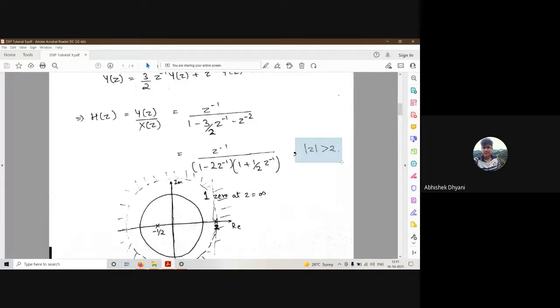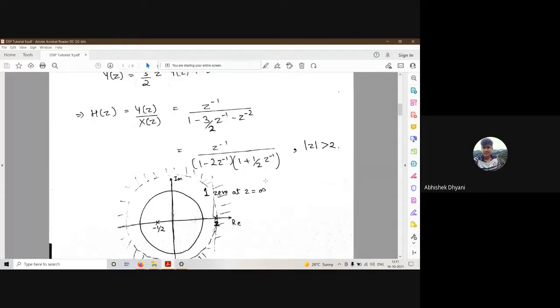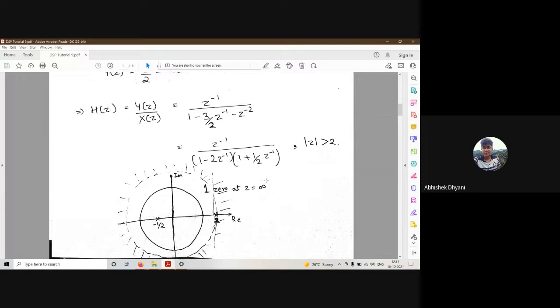greater than 2, and this corresponds to a system that is causal because the region of convergence is outside the outermost pole. But when we have to find out a stable one, clearly this one is not stable because it does not include the unit circle. The region of convergence does not include the unit circle. So if we want to find out an impulse response that is stable, we must include this unit circle. So we must change the region of convergence.